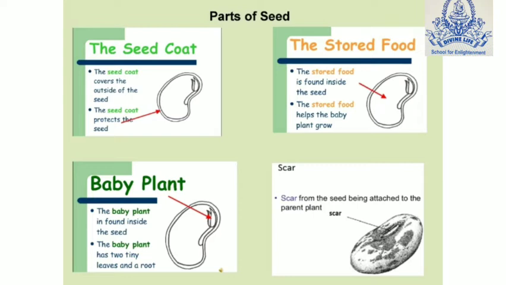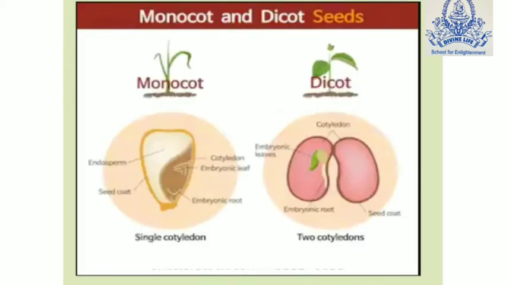Now, depending on the number of seed leaves, seeds are of two types. Number one is monocot and the next one is dicot. The seed having a single cotyledon is called a monocotyledonous seed, for example, wheat, maize, etc. And the seed having two cotyledons is known as a dicotyledonous seed, for example, bean, pea, mango and gram, etc.